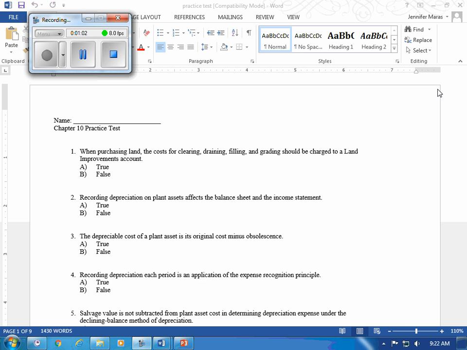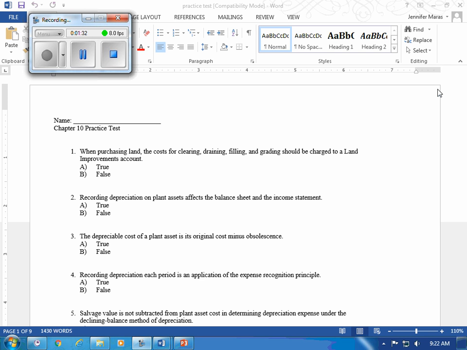So here we go. Chapter 10 practice test. Number 1 is false. You really just need to know the L, the LI, the, oh my goodness, I forgot the other ones. Land improvement, buildings, or what's the 4th one? Maybe none. Equipment, thank you. And none, or other, or X.